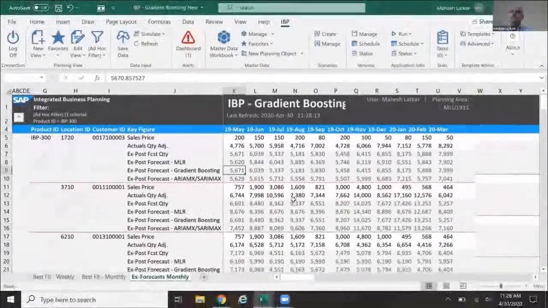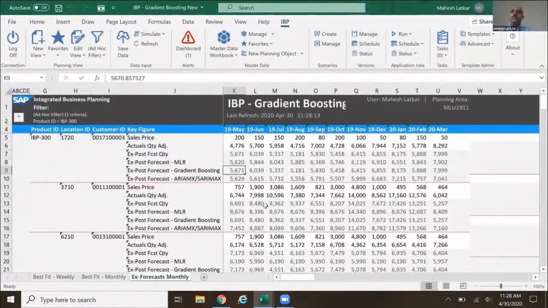Sure. Okay, so we'll first talk about ex-post forecast, how it is generated. Here you can see our planning level is product, location, customer. We are trying to view this data at this planning level in monthly buckets. You can also view this data in weekly buckets because data is stored weekly, and you can always aggregate at monthly level. So in this particular example for gradient boosting, we got sales price as an input and actual sales for the past 1 year.